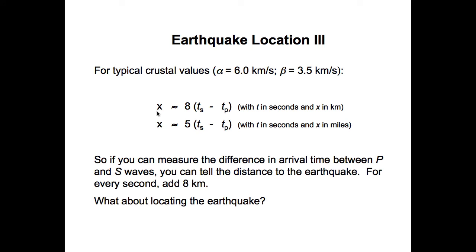So that gives us a crude rule of thumb. That is, if we take the time difference between the S wave arrival and the P wave arrival and multiply it by 8, we'll get the distance in kilometers away. Or if we wanted to do that in miles, we would multiply by 5. So if we can measure the arrival times of these waves at a seismographic station, we can determine how far away the earthquake is from that particular station.